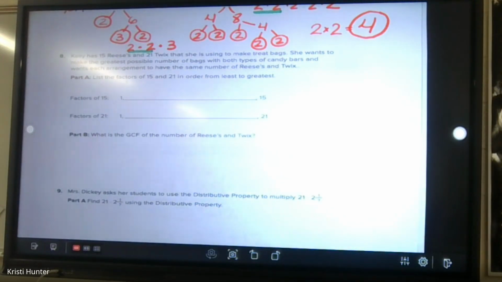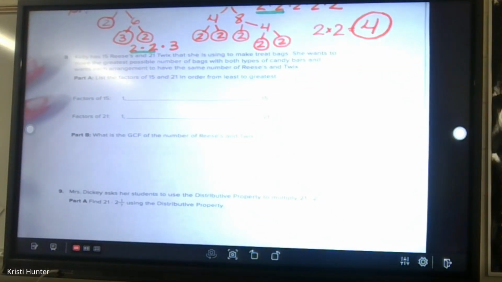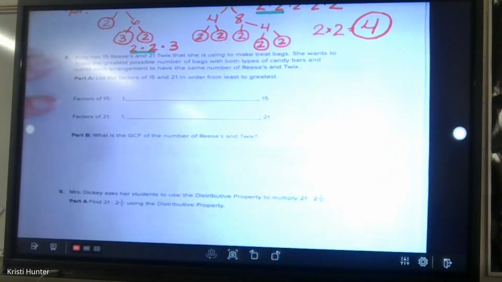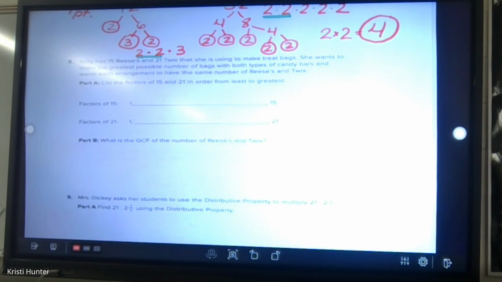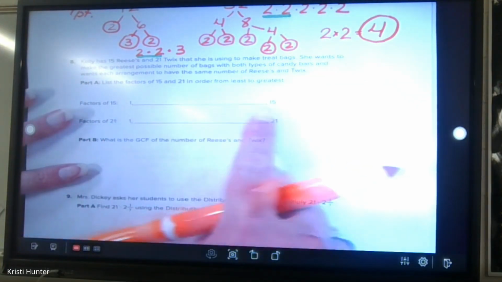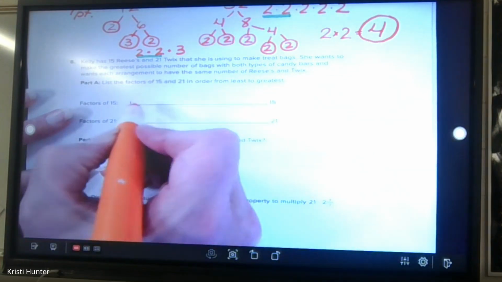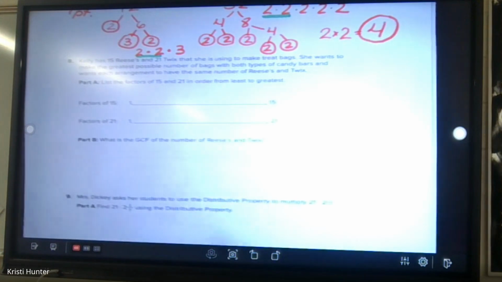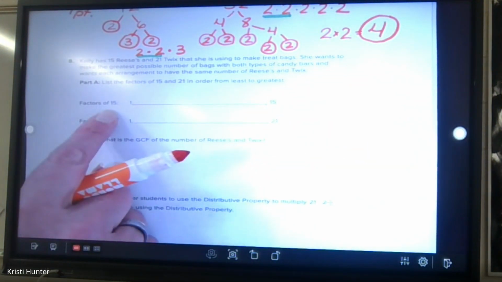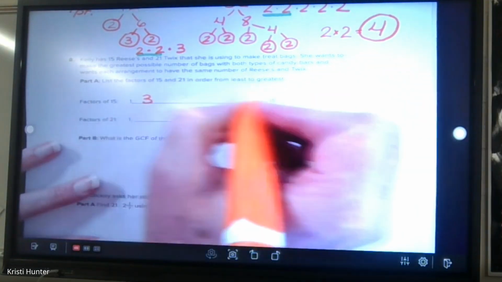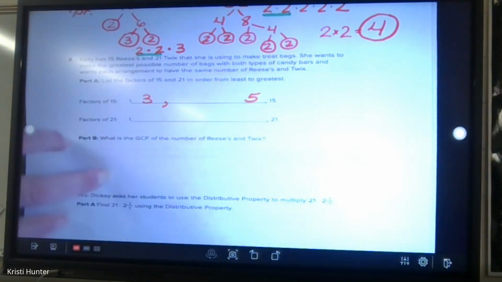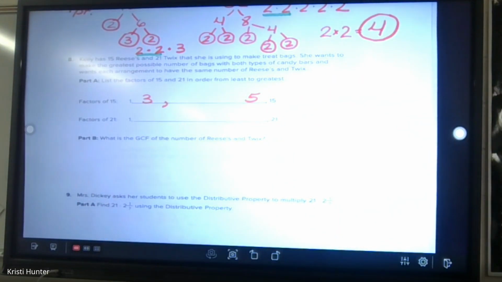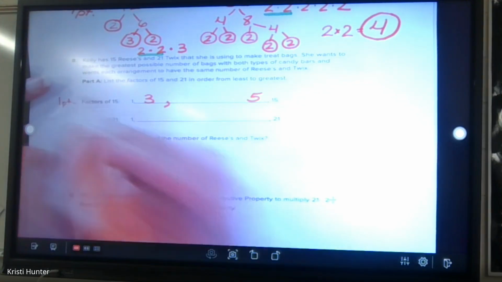So part A, another way we can do greatest common factor is making the list. What this asks you to do is write down your factors of 15 and 21. They already say 1 times 15 will get you there. Well, I can't do 2 times anything and get to 15, but I can do 3 times 5 and get to 15. Now, the only thing in between 3 and 5 is 4, and 4 times nothing gets me 15. So that is all my factor list. This is 1 point that you can get for your factor list.